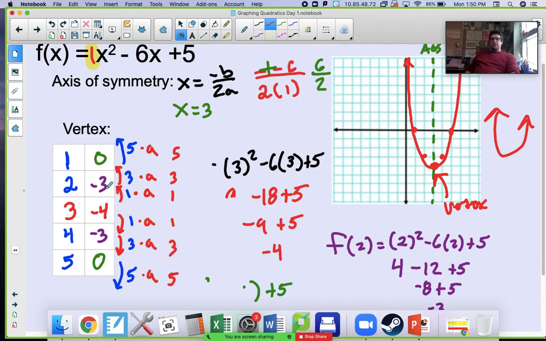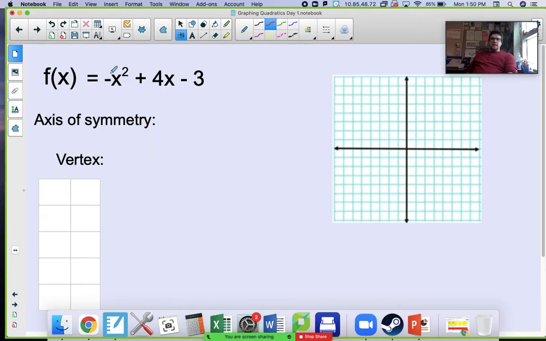From -4 to -3, that increased 1. From -3 to 0, that increased 3. The next one, if we were to try it, would be 5. So this side would be 5. You can check it if you want. Plug in 0. That goes away, we're left with 5. So that's how the cheater's method works. We take this initial pattern, we multiply it by our A value, and our points get to move by this new system over here. So let's try it where A is negative.